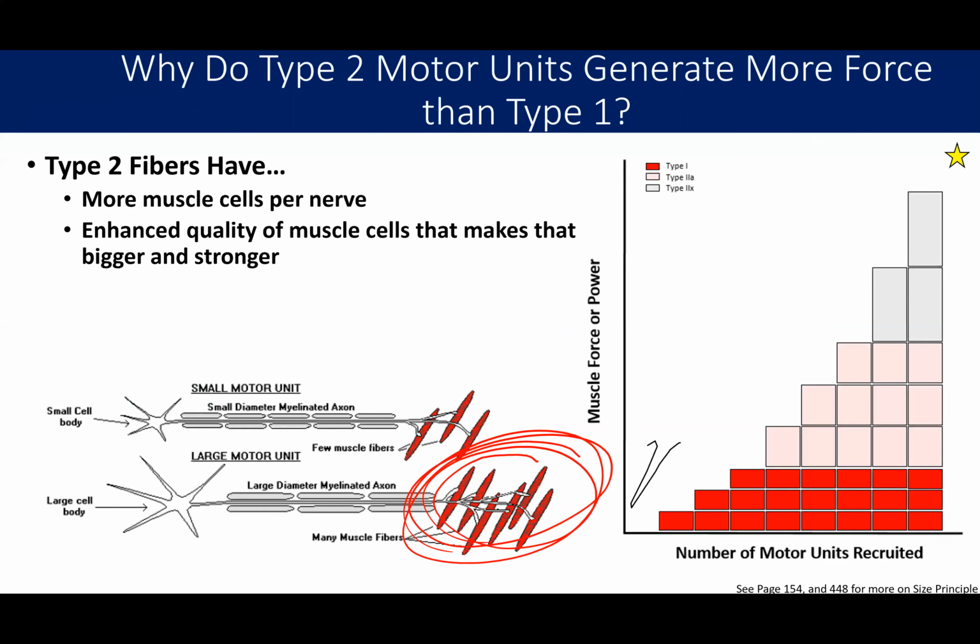Yeah, so what you should take from this is the type 1 motor units, or these small motor units, generate less force, and then you have these medium motor units that will generate more, and then you have these type 2X or large motor units, they generate the most.